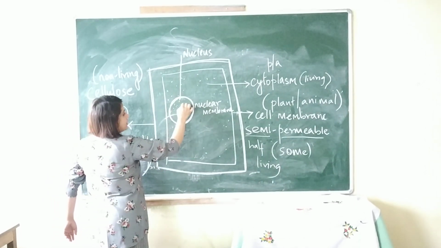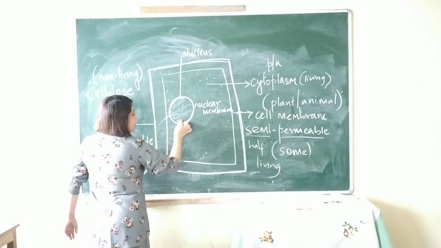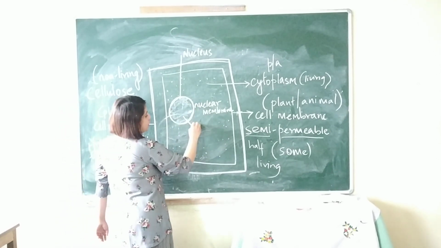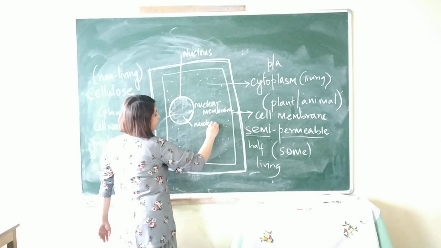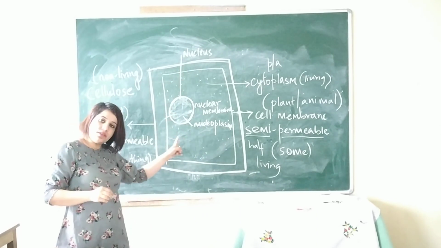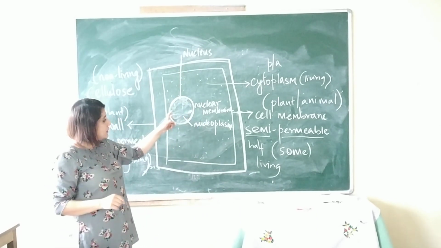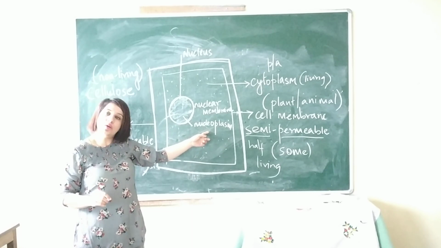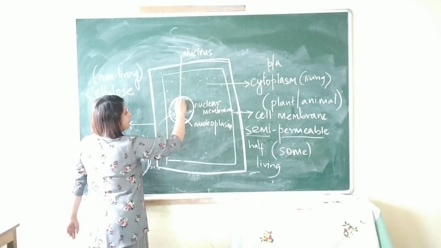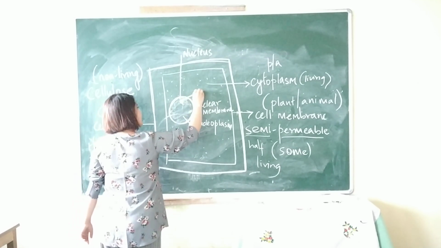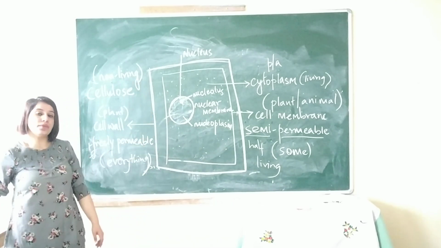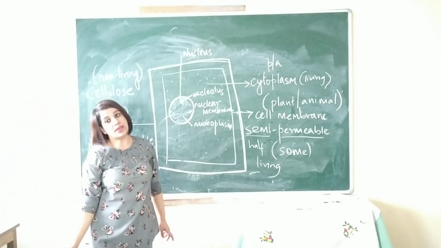Now, inside this nuclear membrane, we find another jelly-like substance which is called nucleoplasm. So the nucleus is surrounded by the nuclear membrane. It is filled by a jelly-like substance called nucleoplasm. And then you find a nucleolus. There is a structure inside the nucleus which is called the nucleolus.